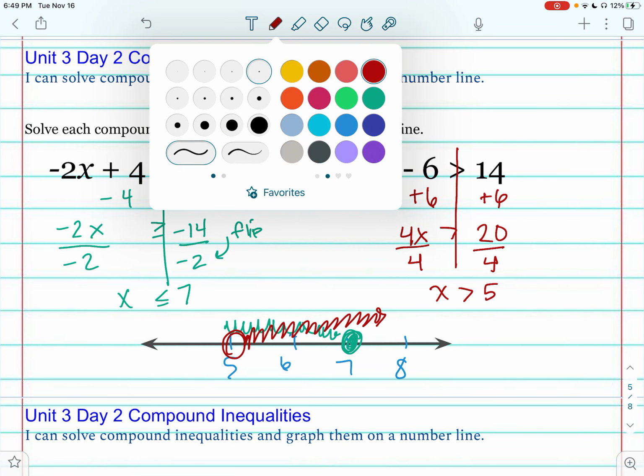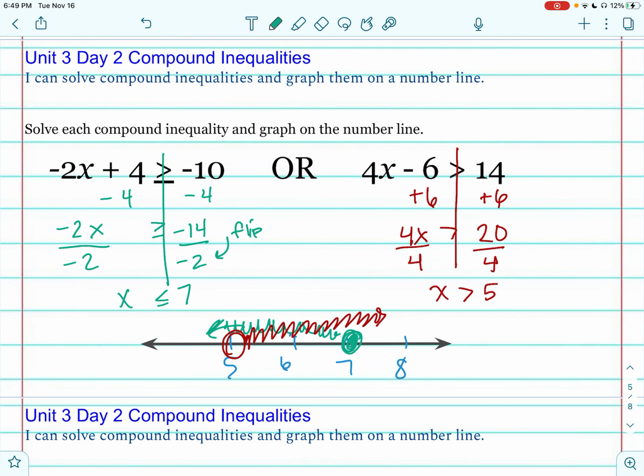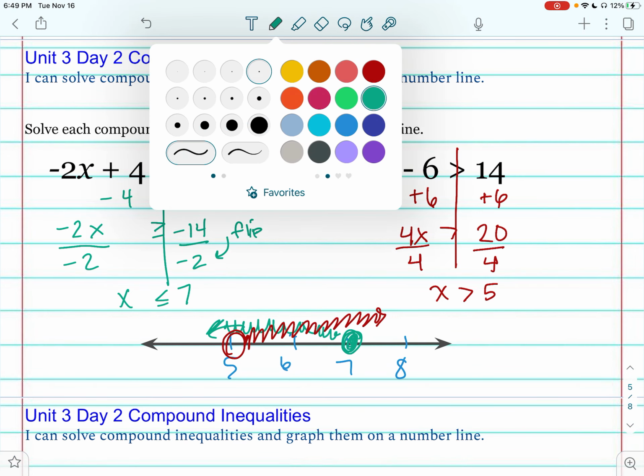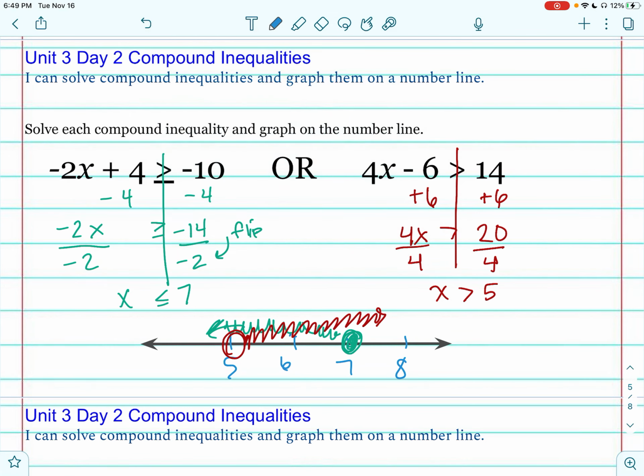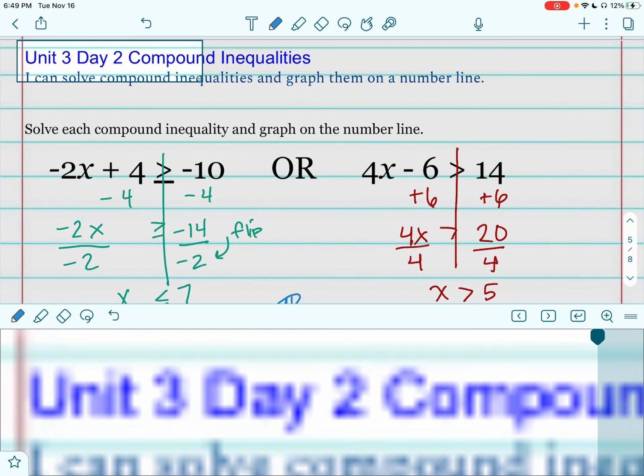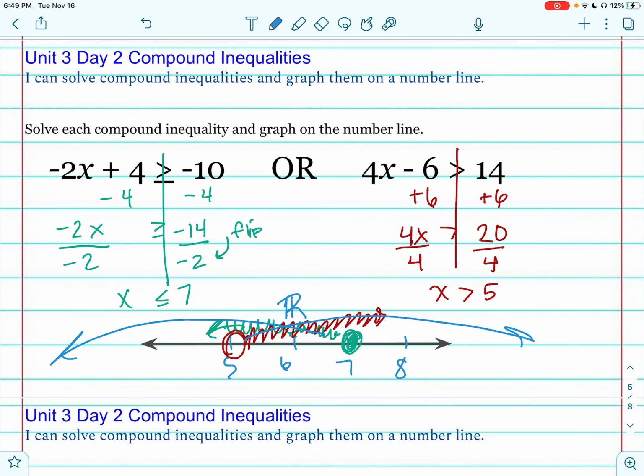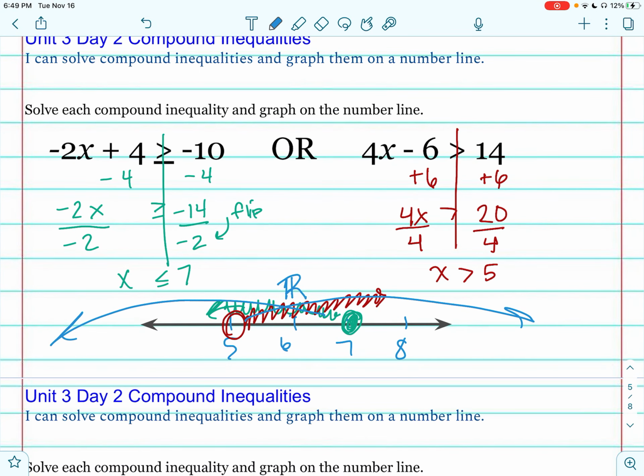Okay, but or means I can have both of them. I can have either one. So technically, I can have all of them. I could shade this whole line. So my answer for this one is all real numbers. I can shade this one forever this way, this one forever this way. I don't care about when they overlap because it's an or statement.